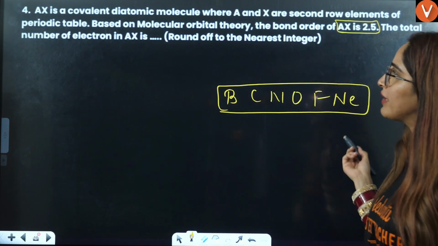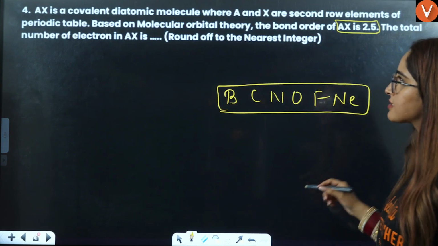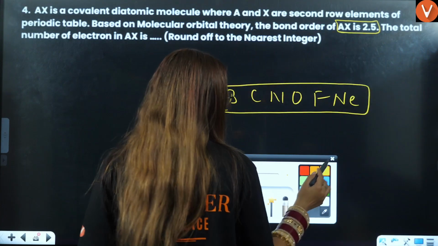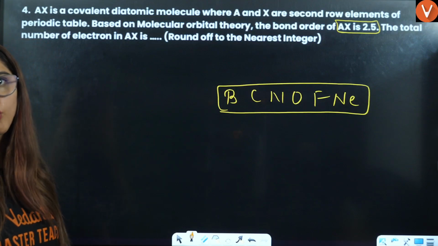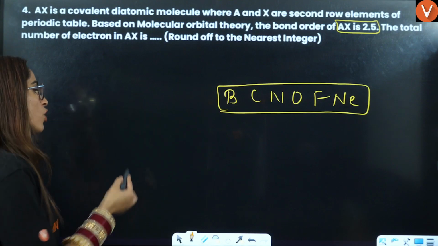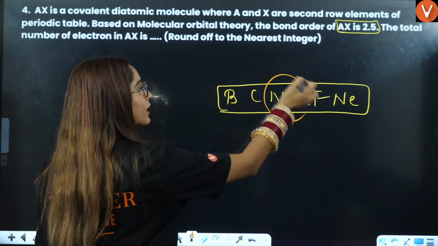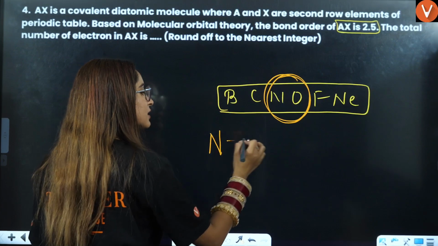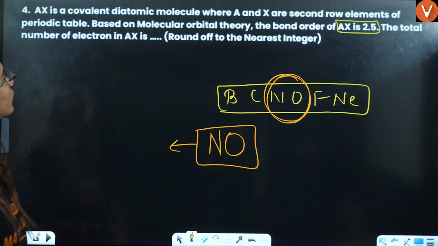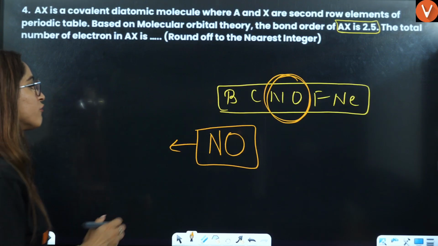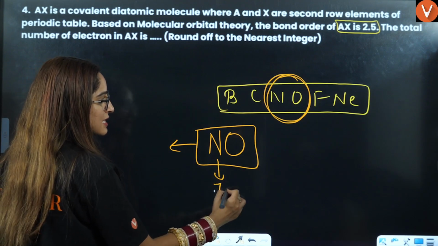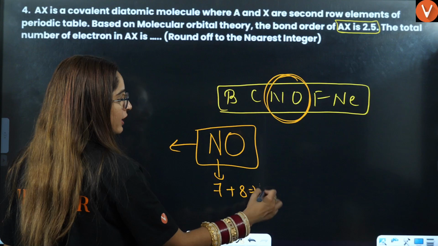The total number of electrons in AX, round off to the nearest number. Now they are saying it is a diatomic molecule, and A and X are different, so it cannot be O2. O2 is also not 2.5, it is 2, right? So the only option we are left with is NO. NO is a covalent diatomic molecule. How many electrons does it have? 7 plus 8, total 15 electrons.